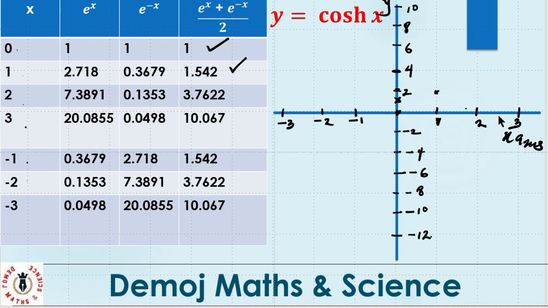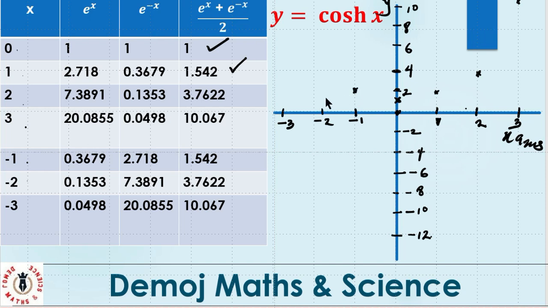And when x is equal to 2, my cosh of 2 is 3.76. That's somewhere around here. Then when x is equal to 3, my cosh of 3 is 10 point something. That means we have it somewhere around here. Let's look at the negative. When x is minus 1, my cosh also is 1.5. That means I still have it somewhere around here.